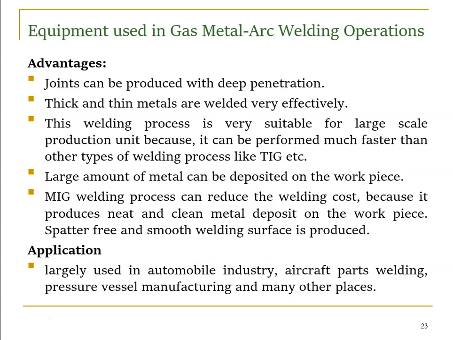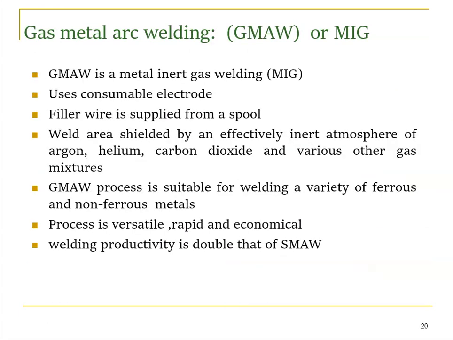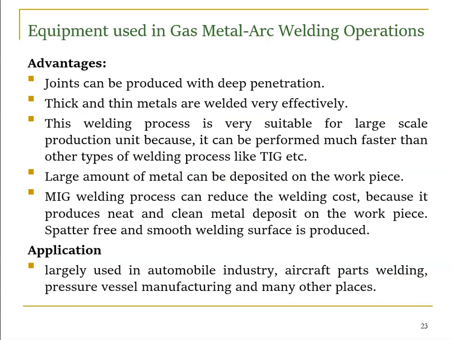Right. So a large amount of metal can be deposited on the workpiece. The MIG welding process can reduce the welding cost because it produces neat and clean weld metal, workpieces and spatter. So again, GMAW, gas metal arc welding, is also called MIG welding, right? So the applications are: it is mainly used in automobiles, industry, aircraft parts welding, pressure vessels, manufacturing, and many other places. So these are the general applications.